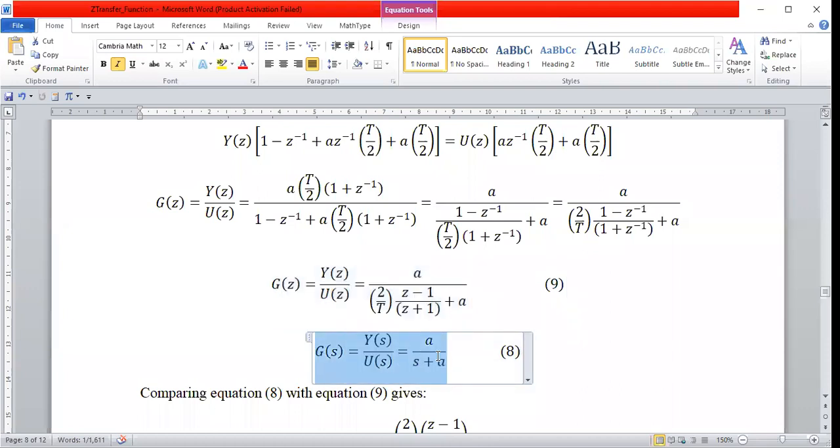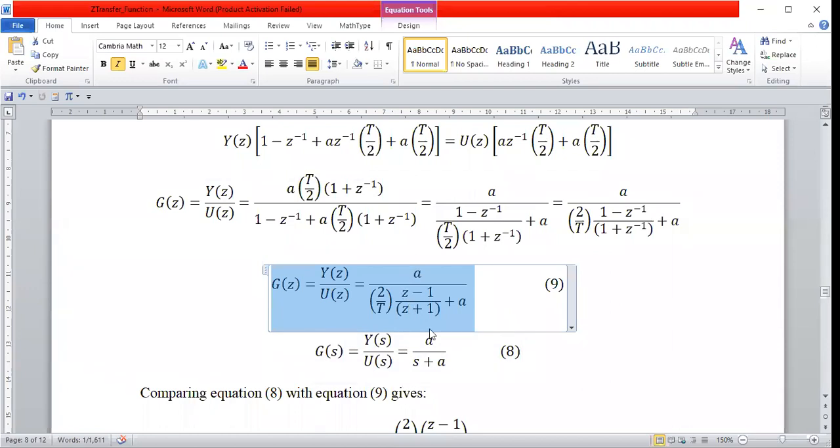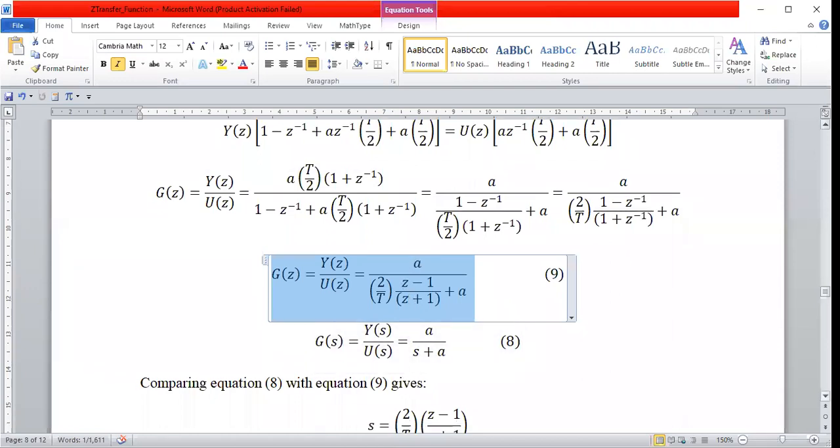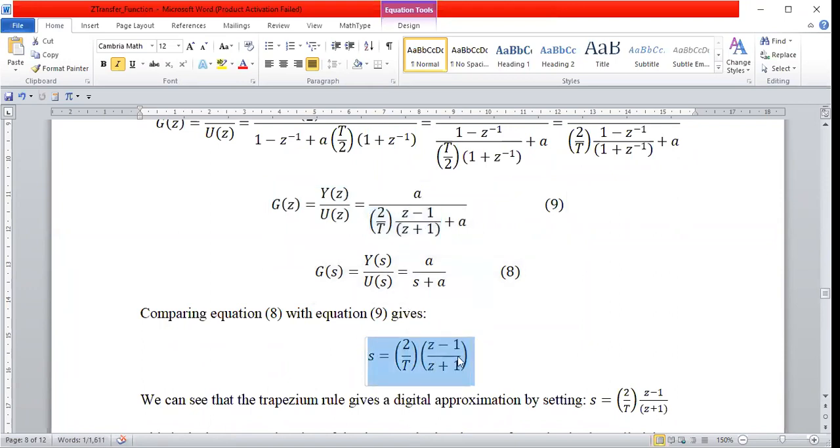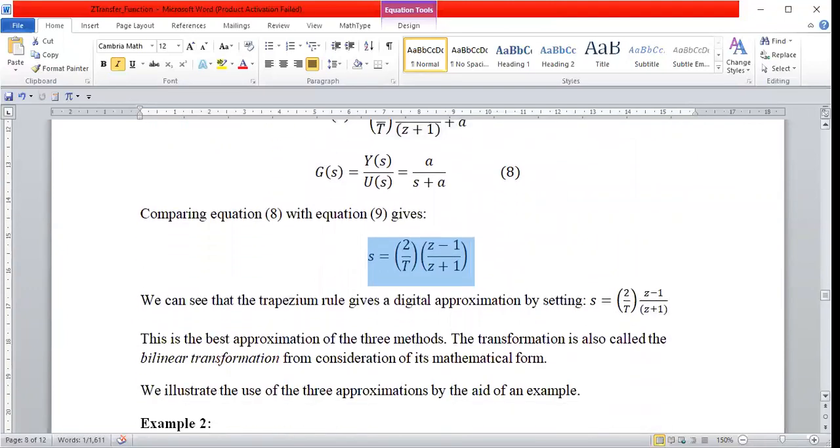So we started with this equation. This equation is in the continuous time domain, in the Laplace domain, while this is in the z domain. If you compare these two equations, just like we did, we would observe that s is equal to this, what you have here. So in the trapezium rule, you convert from the Laplace domain, or the s domain, by saying that s is equal to this. So we've gotten the third method now.